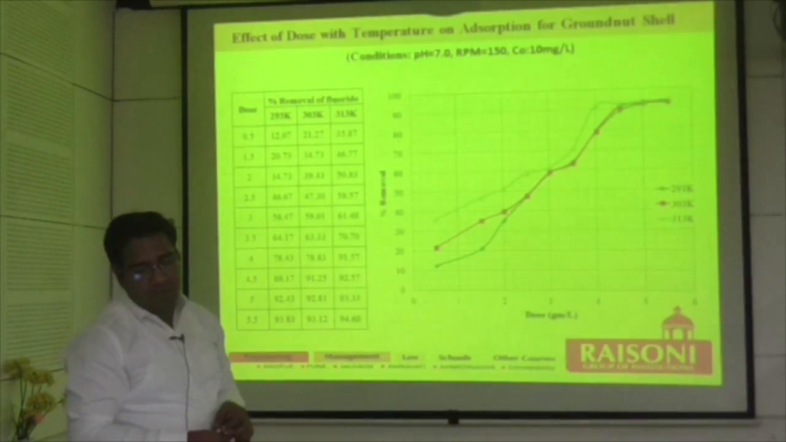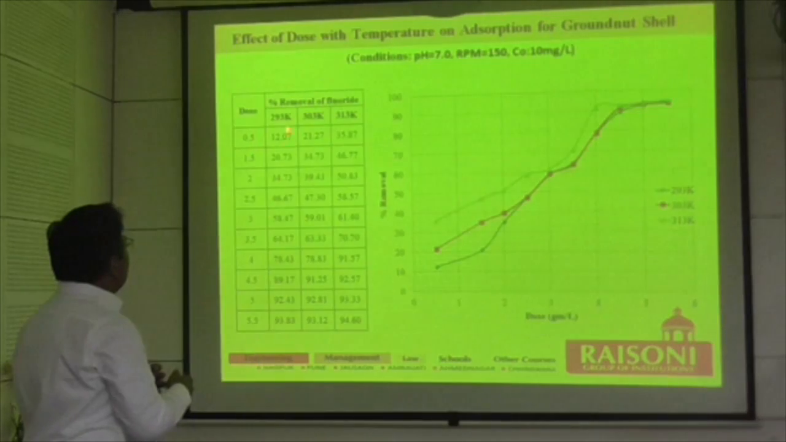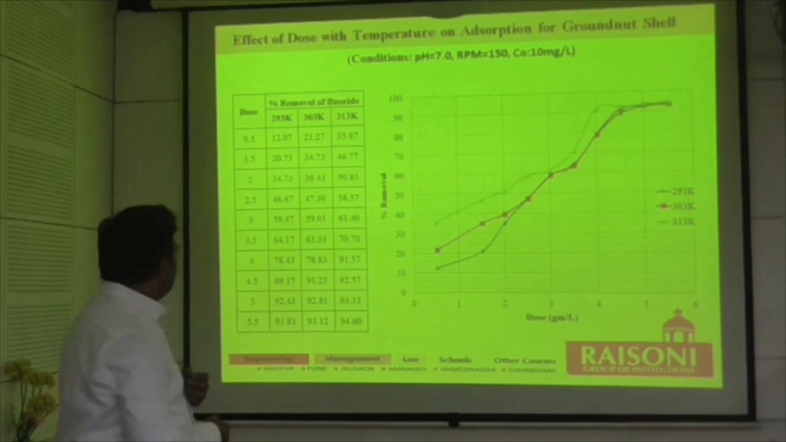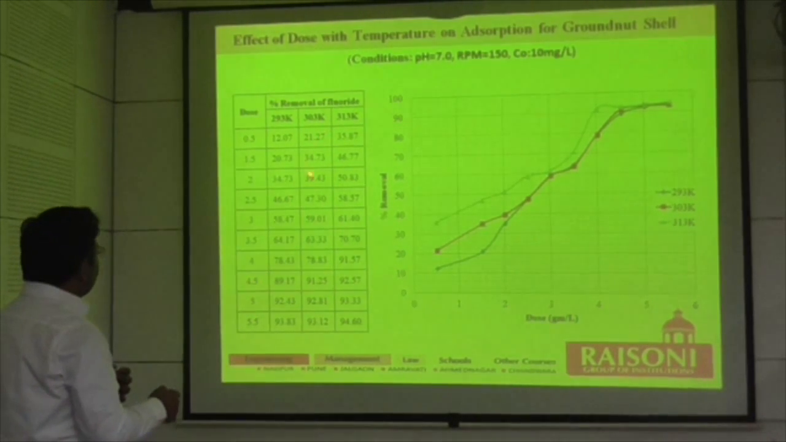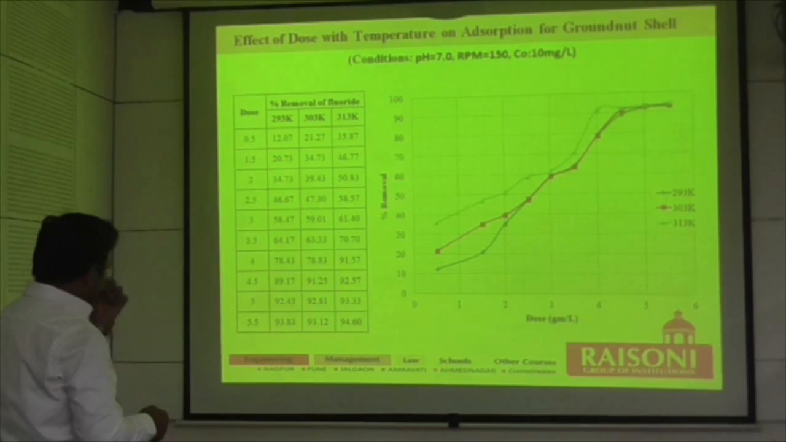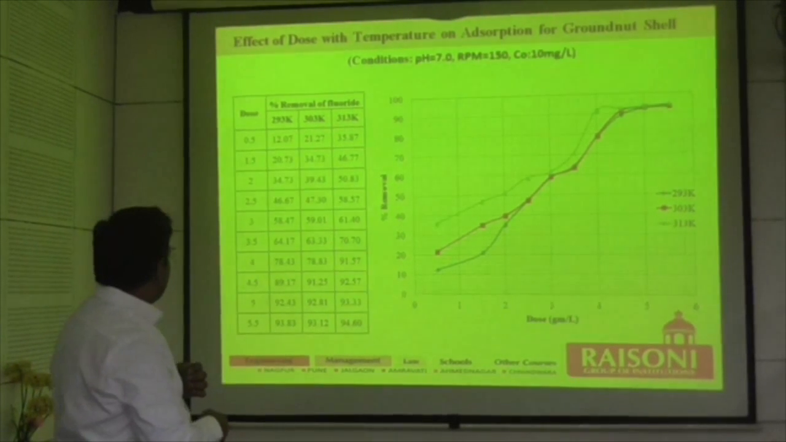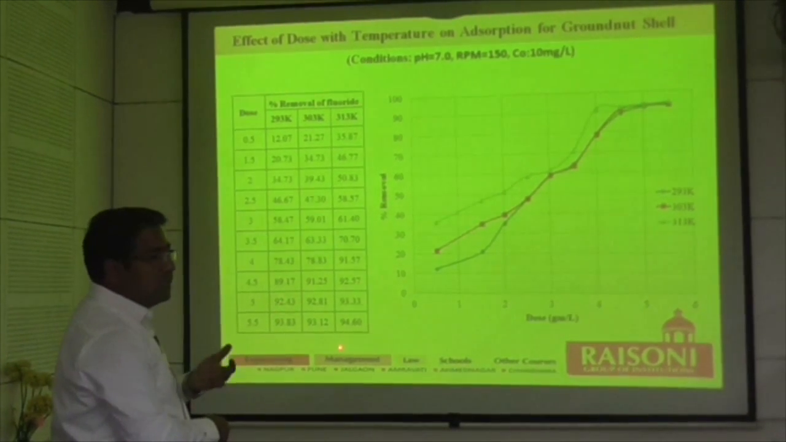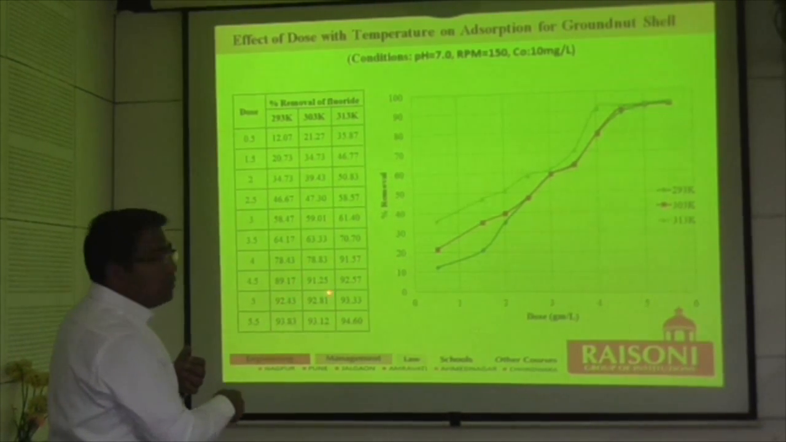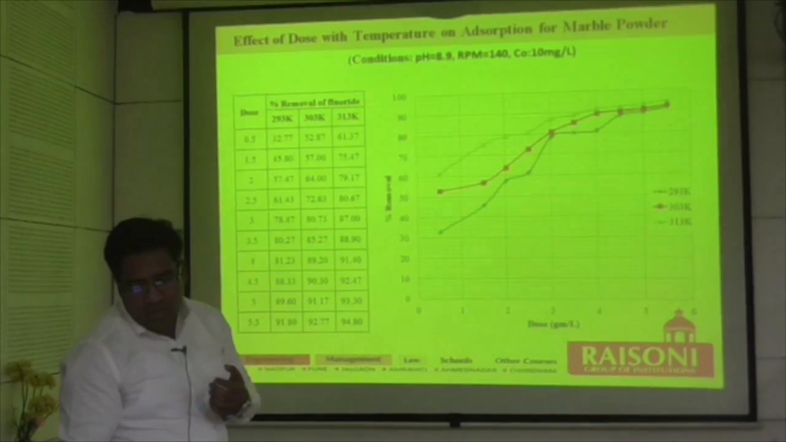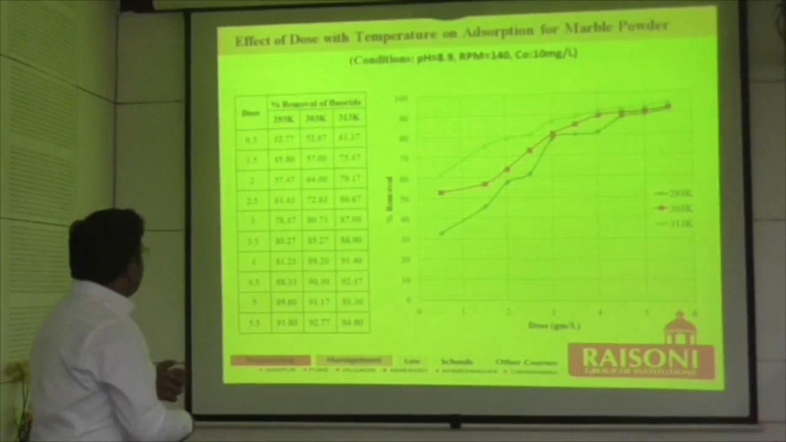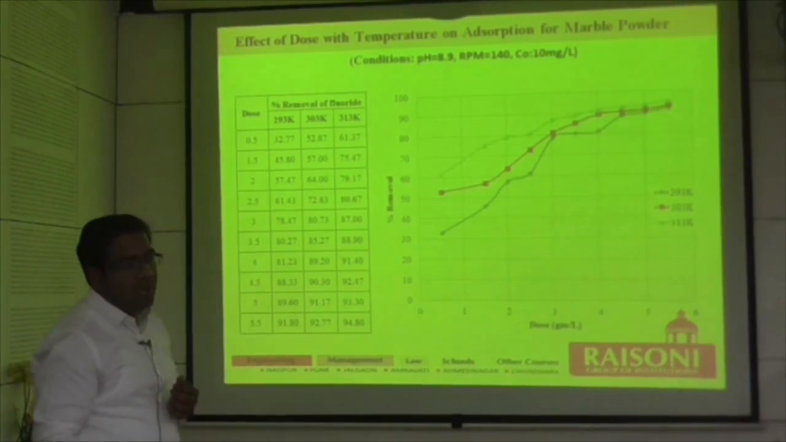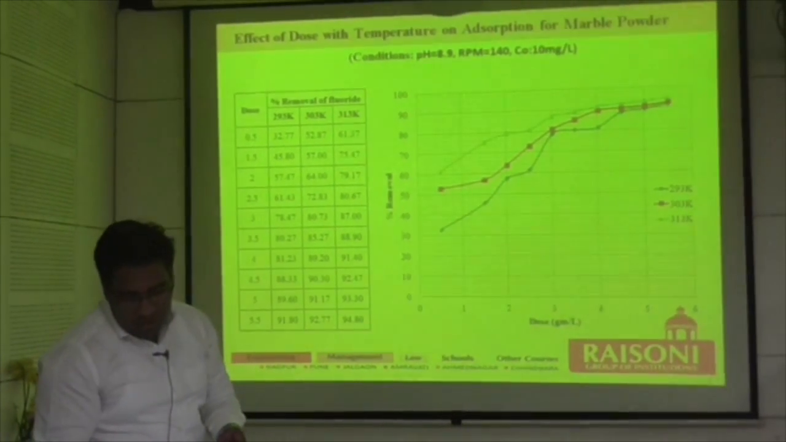Then effect of dose with temperature. Here the dose is varying and temperature is varying. Since temperature increases the rate of reaction, we can see this initially, up to 5 gram per liter readings will come. Then as the rate of reaction increases, the dose decreases. For marble powder again, the dose is 5.5, then it decreases to 4.5, then again it decreases to 4 gram per liter. As temperature increases, the dose also decreases.